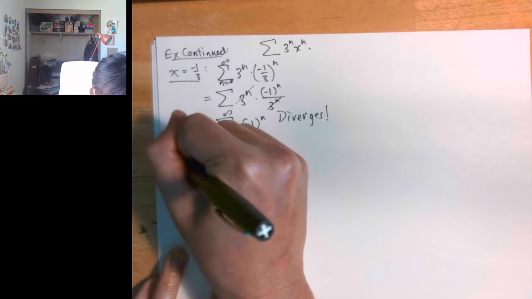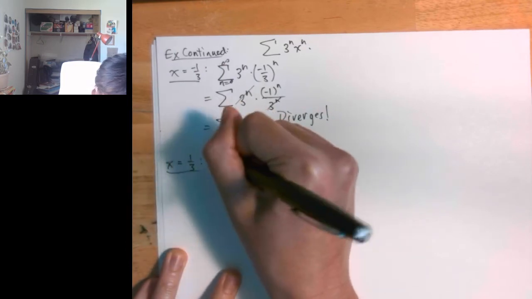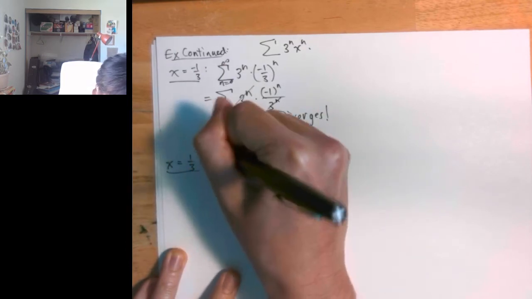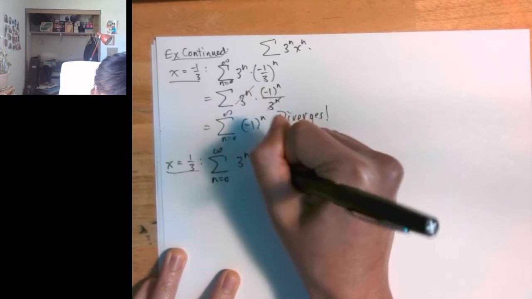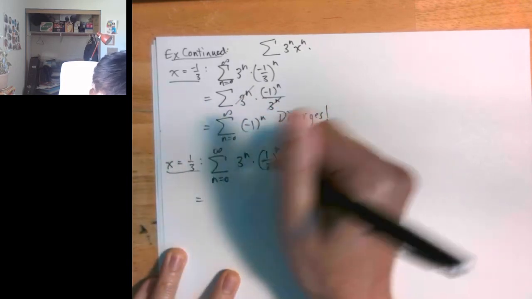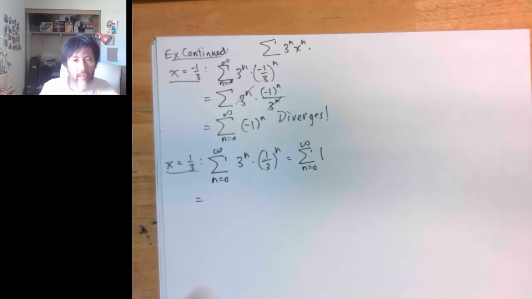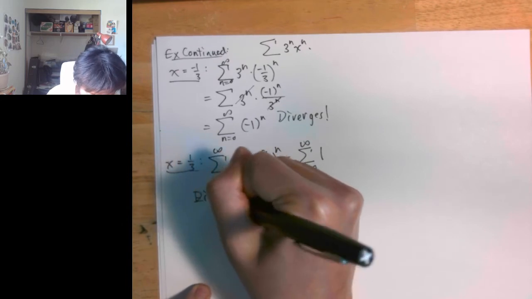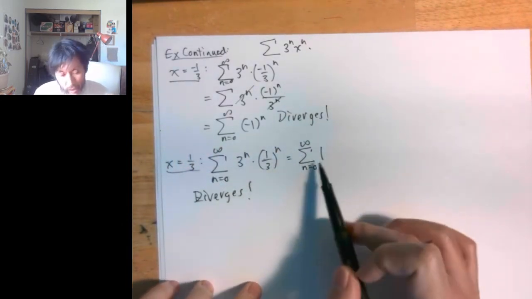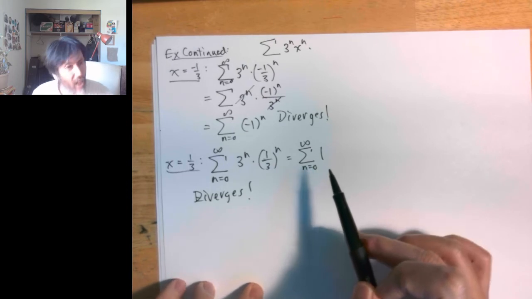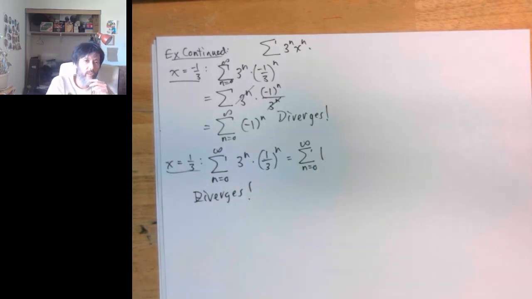How about x equal to positive 1/3? Well, that's just the sum from n equals 0 to infinity of 3 to the n times 1/3 to the n. And I hope you all realize that this is the sum from n equals 0 to infinity of 1. Now the divergence test is even more stark. This thing diverges, because the limit as n approaches infinity of 1 is 1, which is not 0. So this is a divergent series. It blows up to infinity. Makes sense, right? You're adding up infinitely many 1s. Of course that's going to blow up to infinity.